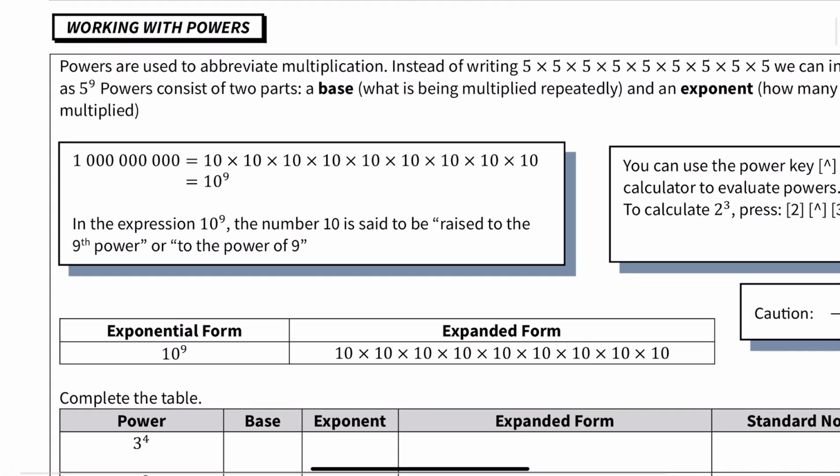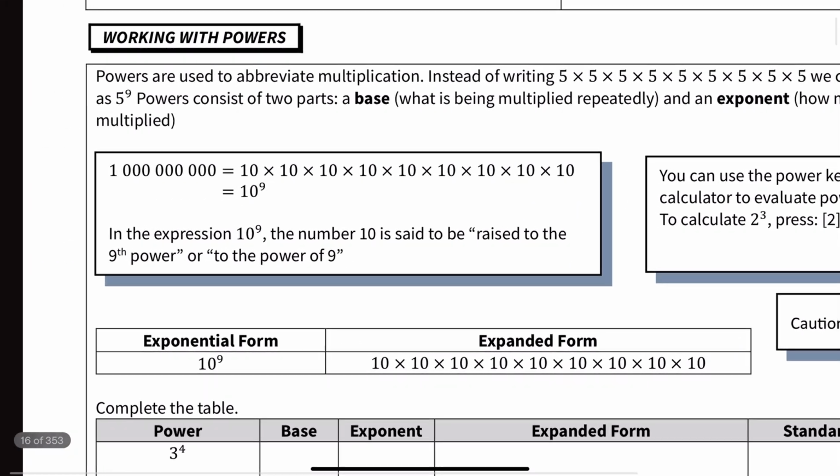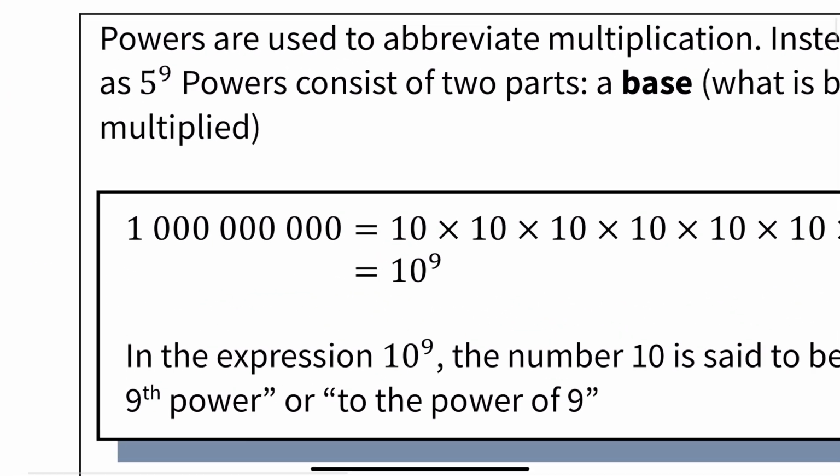Okay, so we're also going to be working with powers. So here's a good time to introduce them. Powers are used to abbreviate multiplication, because sometimes we have to multiply so many things like these 5s, right? 5 times 5 times 5 times 5 times 5 times 5 times 5 times 5 times 5. Well, that's quite a bit of writing to do. Instead, we can abbreviate it using powers, like 5 to the power of 9.